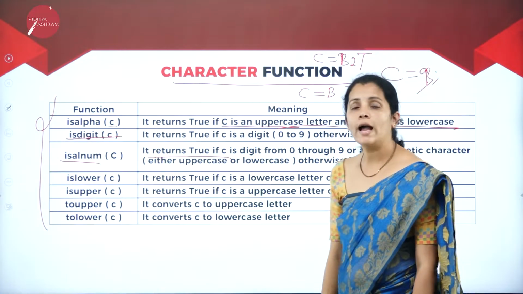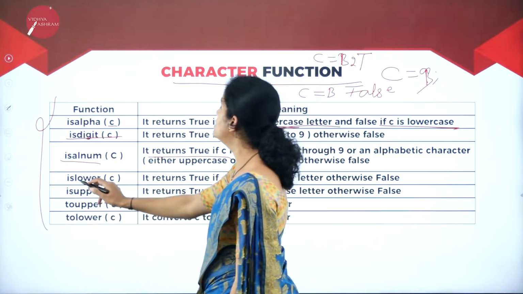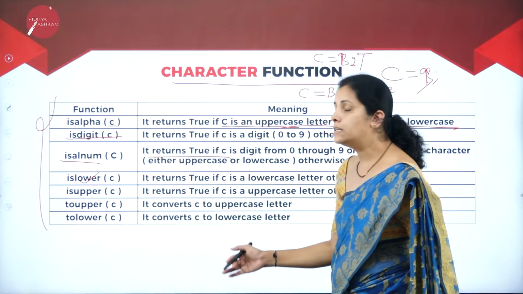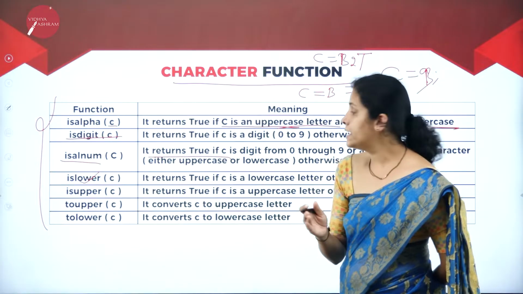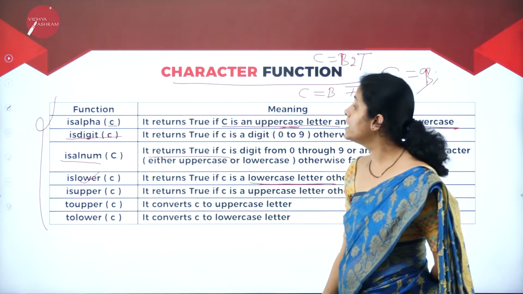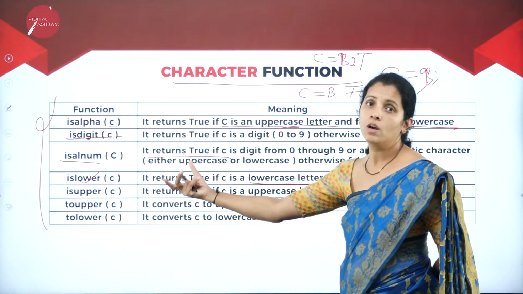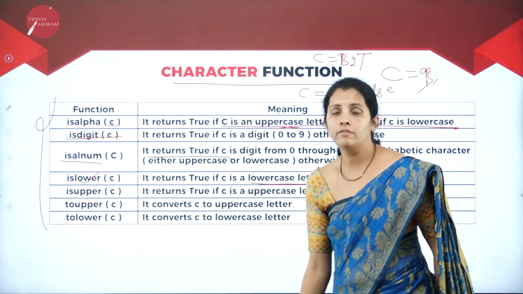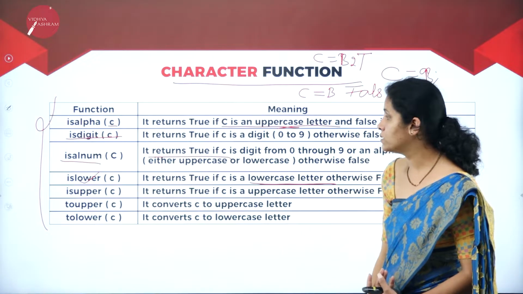Then I'm going to have another function, islower. So what is islower? It returns true if c is a lowercase letter. That means if the variable value c is a lowercase letter, then it returns true. Otherwise, it is going to return false.